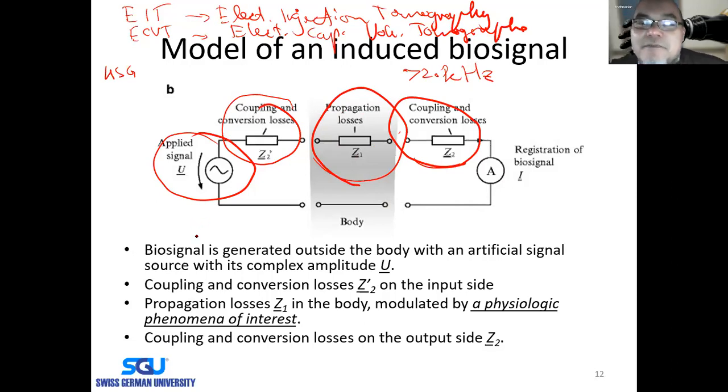Okay? So the biosignal is generated outside the body with an artificial signal source. In the case of ultrasound, it will be a piezoelectric source. We will study later, in later chapters, about piezoelectric signals or transducers.